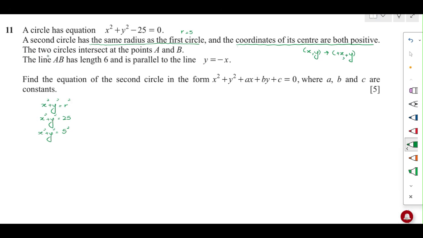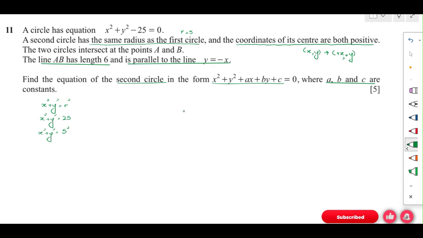Okay. The two circles intersect at points A and B. The line AB has a length 6 and is parallel to the line y equals minus x. Find the equation of the second circle. It must be in this form where A, B and C are constants. Okay, so let us visualize this situation first, right?